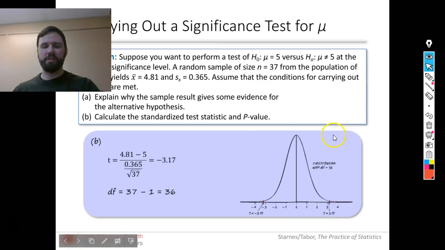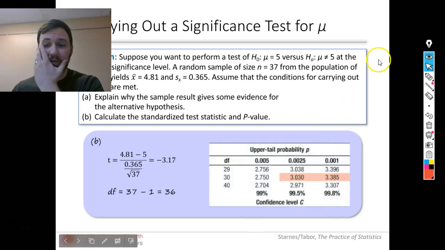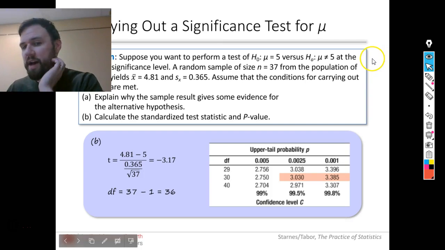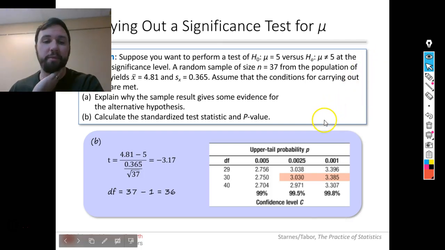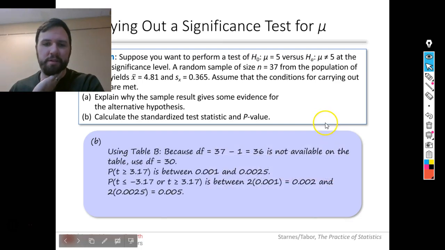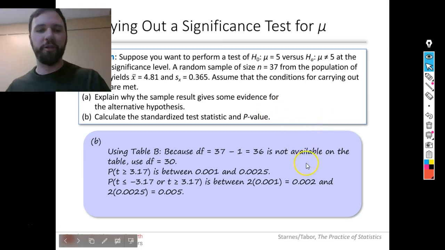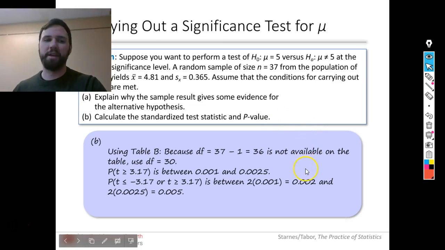Yes, we matched. Oh, so if you use the table, you got between 0.0025 and 0.001. For one tail, you'd have to times that by 2. That's not very accurate. Between 0.002 and 0.005, we got 0.003. That's good. It's using the table, not very accurate.